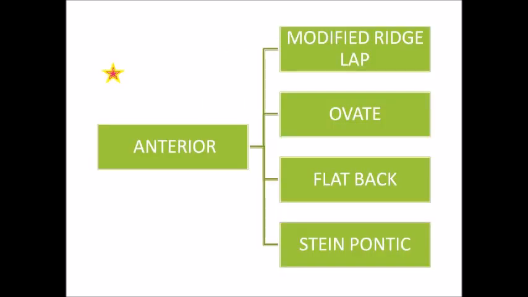Now let's see what are the different pontic designs that are indicated for each tooth. So for anteriors, we usually go ahead with modified ridge-lap pontic, ovate pontic if it is a recent extraction case, flat back pontic if you want to use a prefabricated pontic, and Steen pontic is a modification of the modified ridge-lap pontic, so that also can be used in the anterior region.